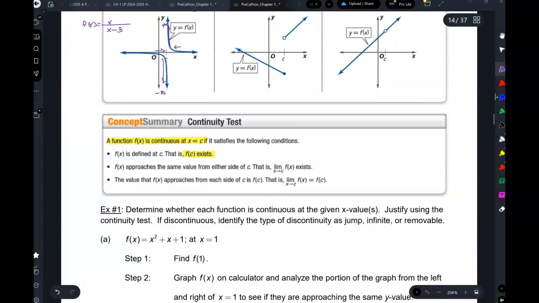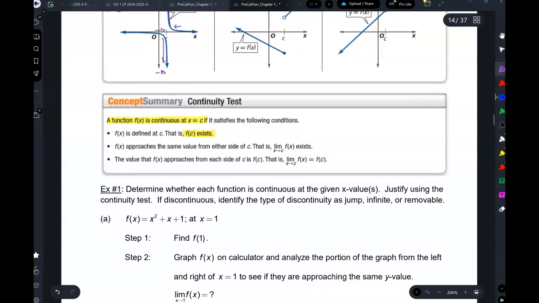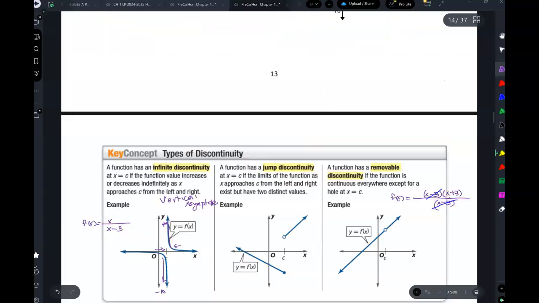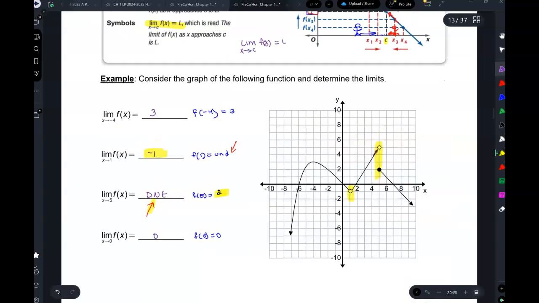The next one is the limit has to exist. So if you go over here, for which one does the limit exist? What numbers does the limit exist? 1, 2, and 4.